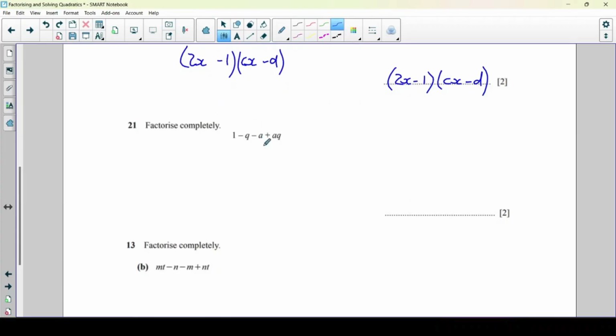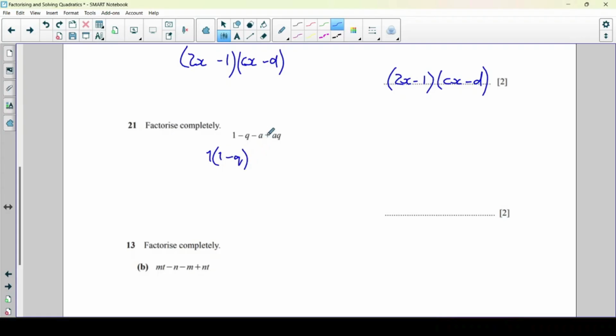Similar idea for this one. Sometimes it's just worth checking if we need to do a little bit of rearranging. I don't think we need to for this one. Let's try it without. So let's see what I can factorise out of both of these. Doesn't look like much, so I'm going to take a 1 out. 1 brackets 1 minus q.